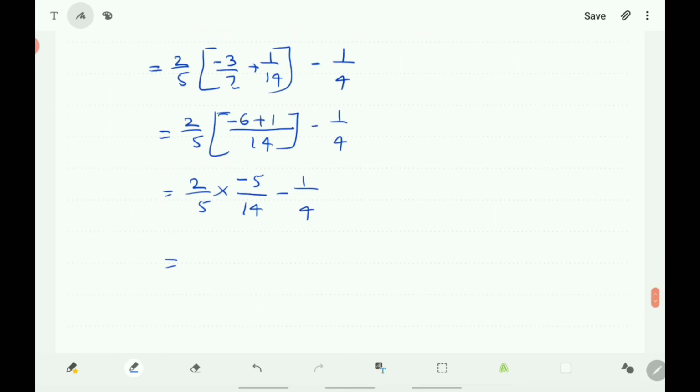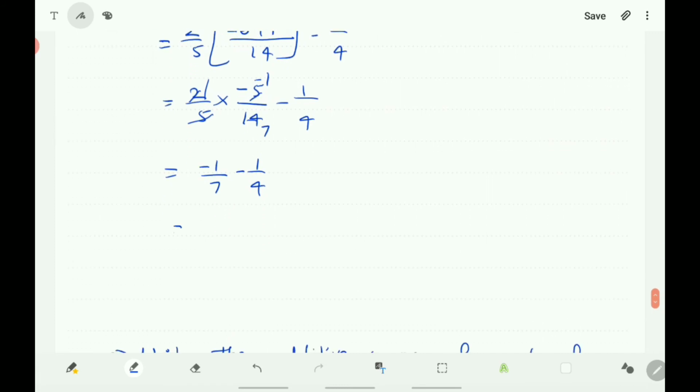Then here 5 and 5 cancel, and 2 1s are 2, 7s are, you got minus 1 by 7 minus 1 by 4. And the LCM is here 28, because 7 and 4 are co-prime numbers and the LCM becomes 28. 7 4s are 28. Therefore, minus 1 4s are minus 4, and 4 7s are 28, minus 7s are. Then it is equal to minus 11 by 28.